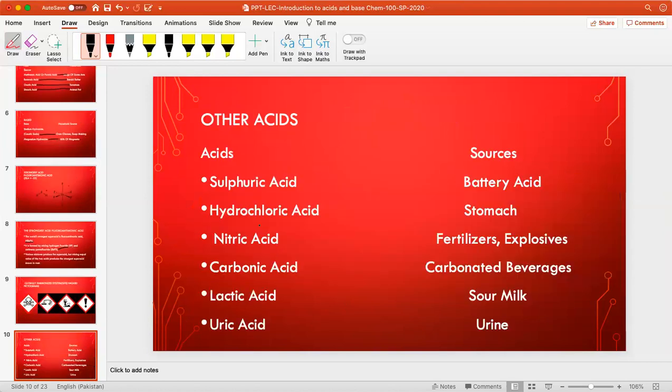Next are the other acids. Sorry, I previously called them mineral acids, but these are acids which are usually found in household things. Now these are again some other acids.